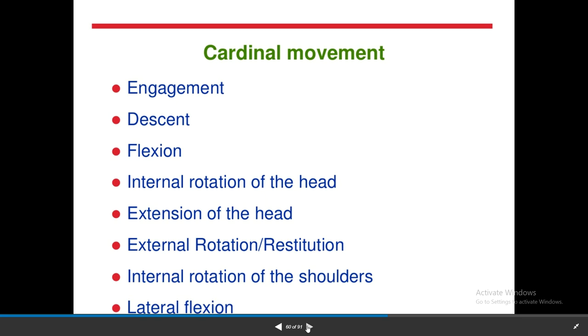Cardinal movements: engagement of the head, descent, flexion of the head, internal rotation of the head, extension of the head, external rotation, and restitution. Restitution is the jerky movement which causes alignment of the head with respect to the shoulders of the fetus, followed by internal rotation of the shoulders and lateral flexion.